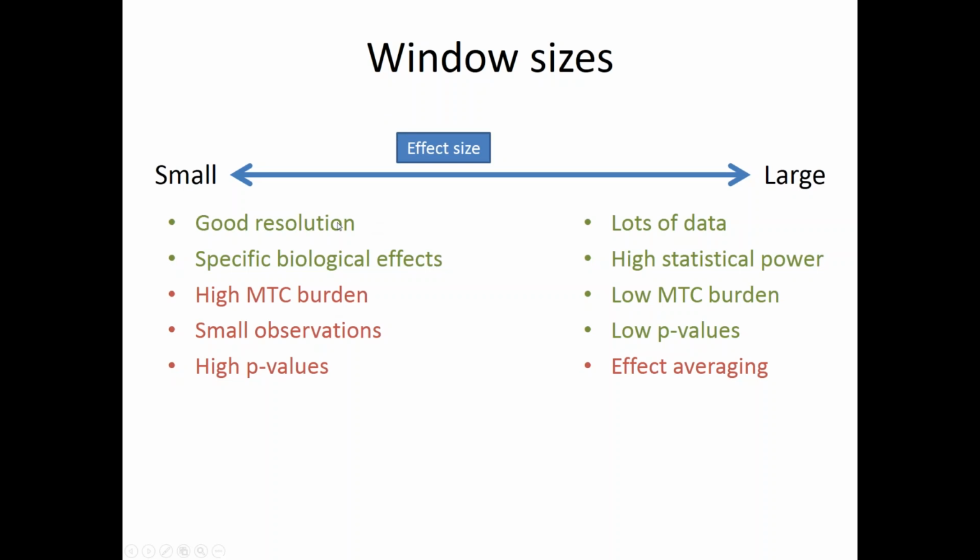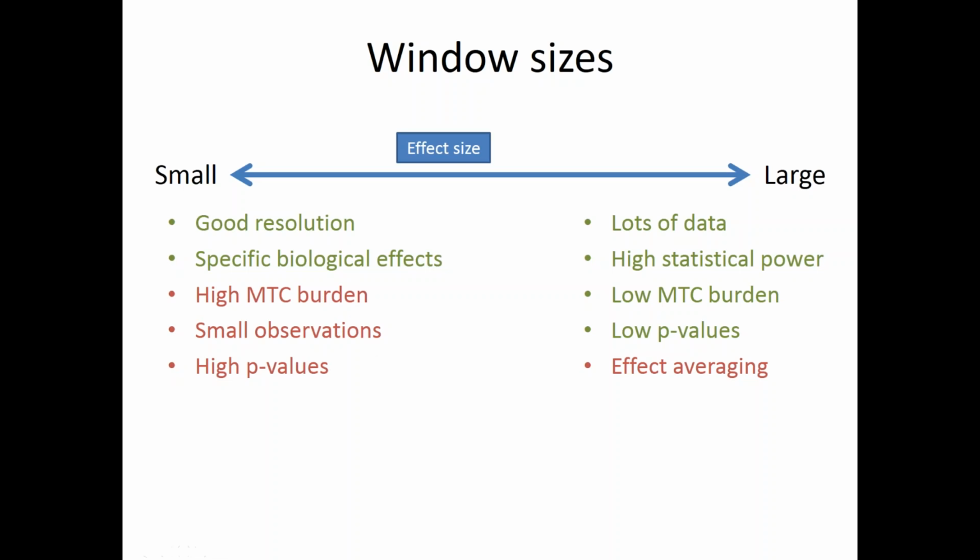Conversely, if we go to small windows, the thing that we gain is resolution. So we're much more likely to stay inside the window of change. Therefore, we're going to spot really quite specific biological effects. The downside for small windows is that we are going to have a lot of them, so therefore we have a high multiple testing correction burden. We're going to have less data inside each window because it's just a smaller area of the genome, and therefore it's going to be harder to achieve significance.